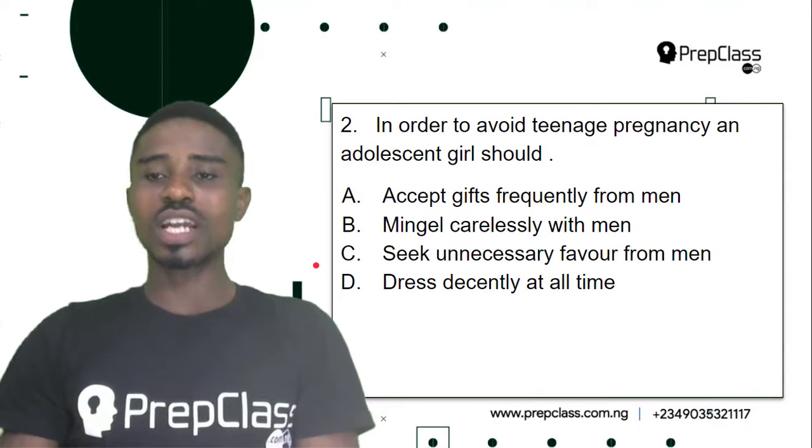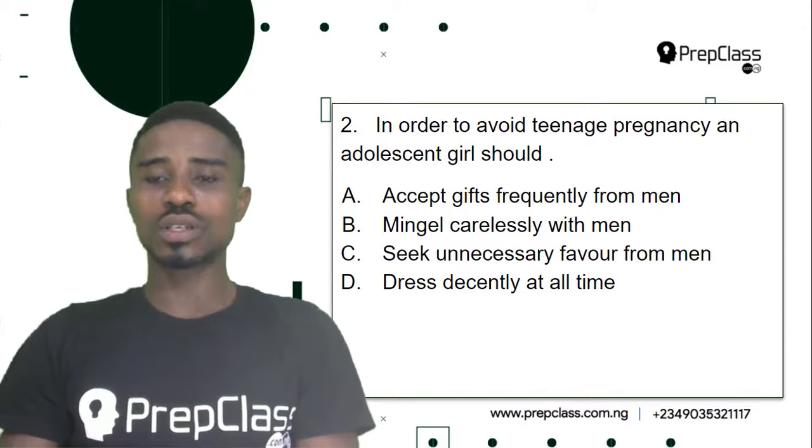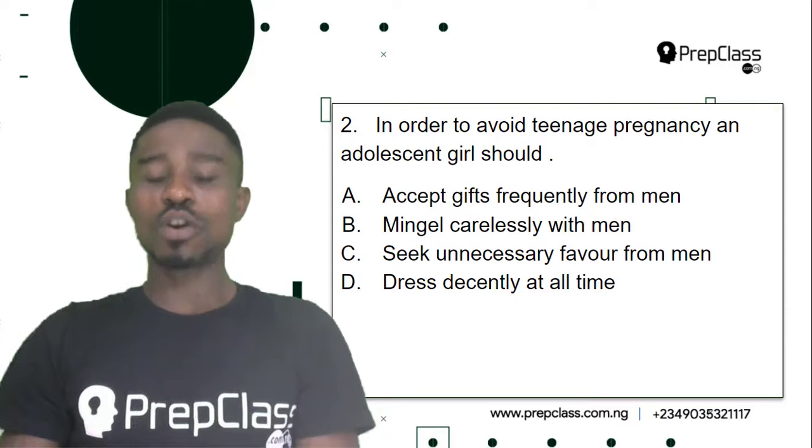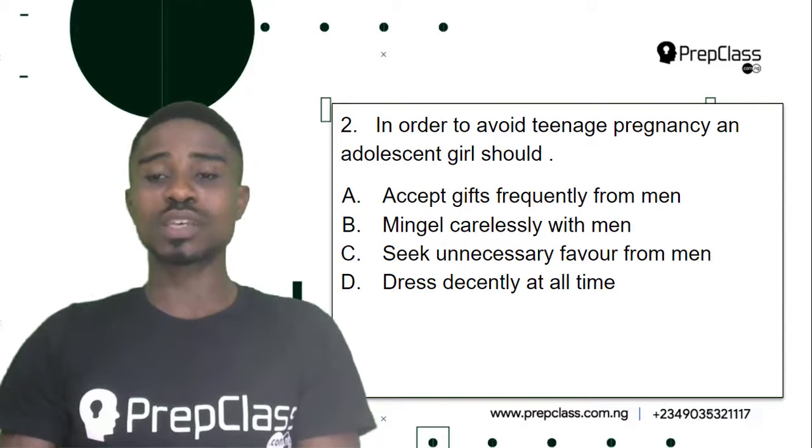Question 2. In order to avoid teenage pregnancy, an adolescent girl should A. Accept gifts frequently from men, B. Mingle carelessly with men, C. Seek unnecessary favor from men, D. Dress decently at all times. For us to carefully select the correct answer, we need to look at all of the options and see which one best answers our questions.